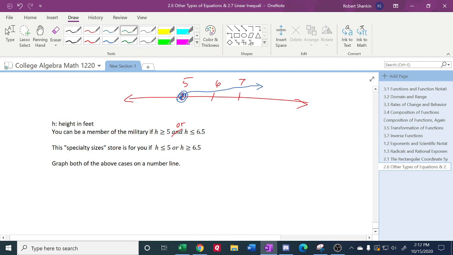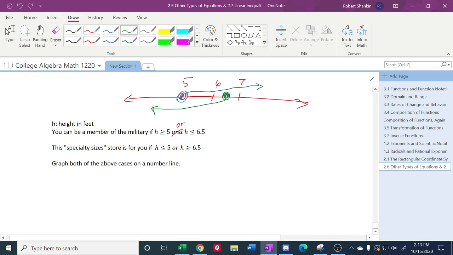Less than or equal to 7 feet, or 6.5 feet, is over here. And even somebody 3 feet tall is less than or equal to 6.5 feet. So if they'd used the word "or," one of these would have been the case, and they'd have made a serious mistake if they'd have used the word "or."